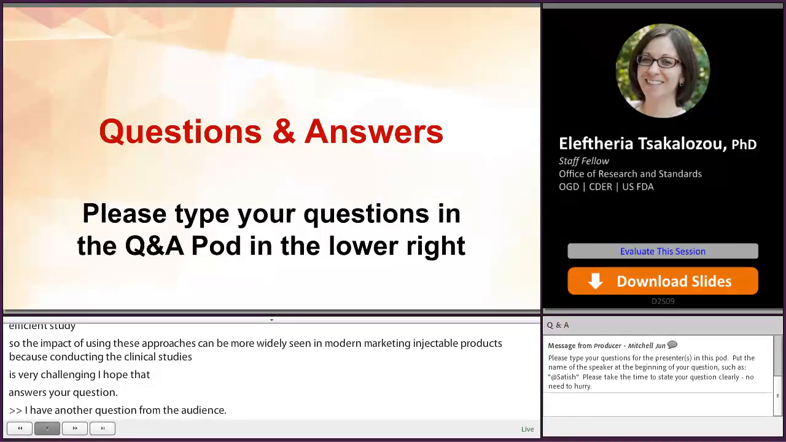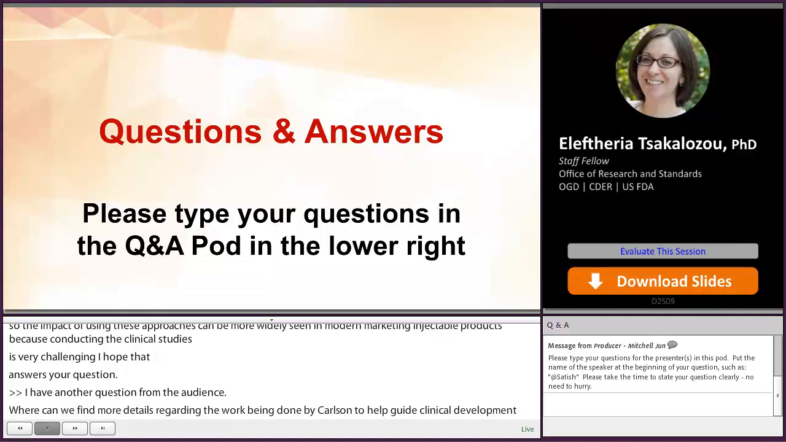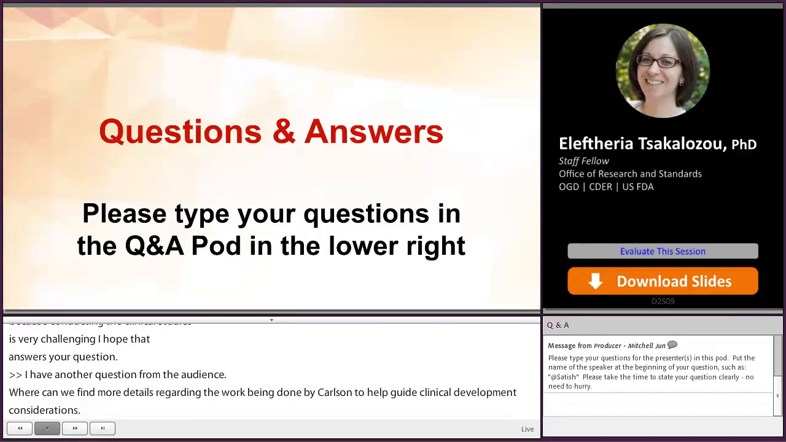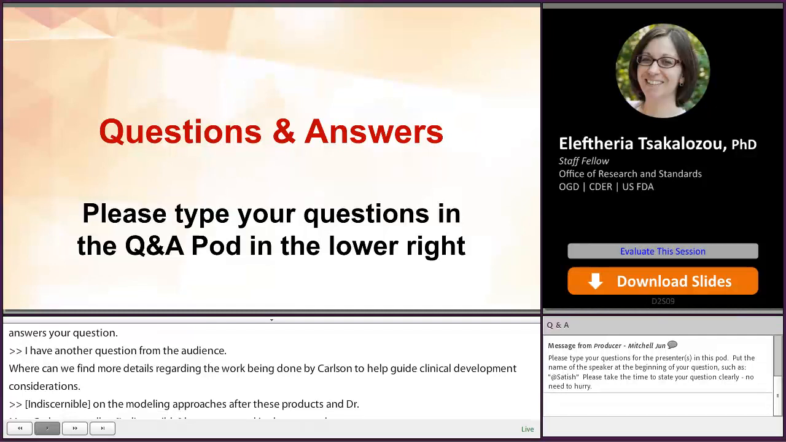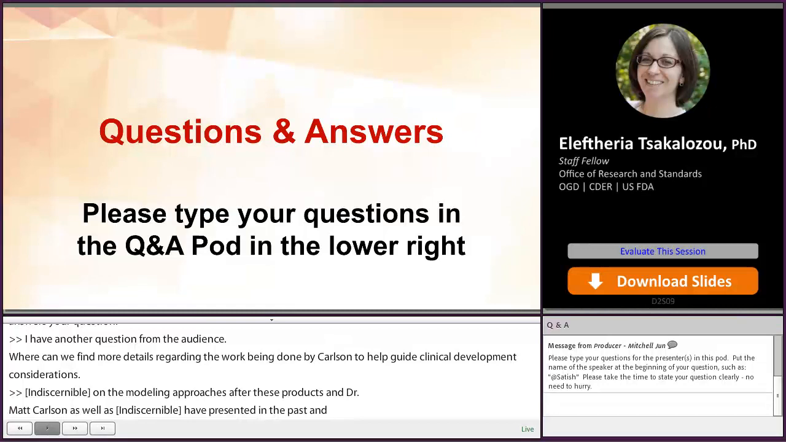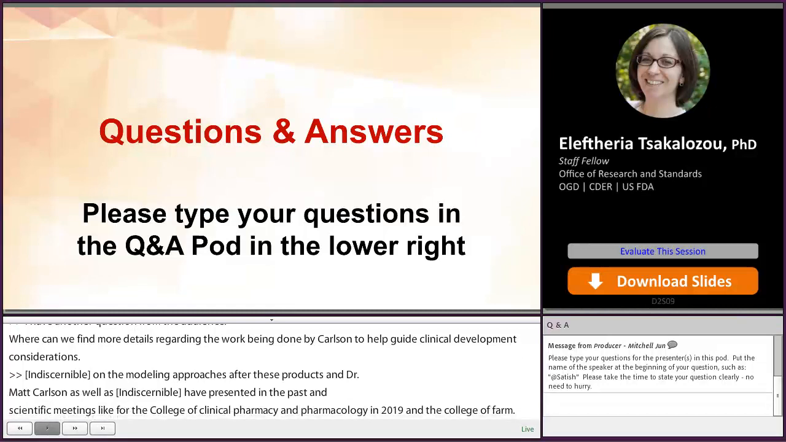We have been working with the University of Uppsala on these model-informed integrated approaches for long-acting injectable products. And Dr. Matt Carlson, as well as Dr. Andy Hooker, who is the co-PI for this contract, have presented in the past at scientific meetings like the American College of Clinical Pharmacology in 2019, and the American Conference on Pharmacometrics. And also, once we have an outcome for this contract, we will be publishing a manuscript with details on how these studies can be conducted.